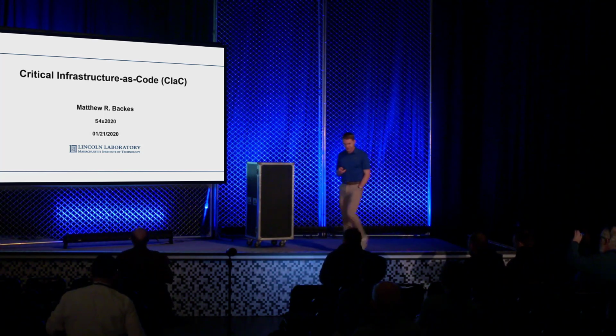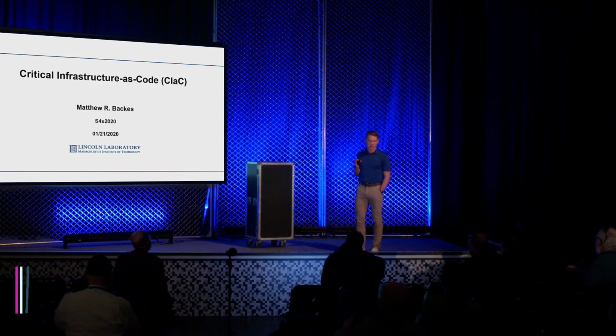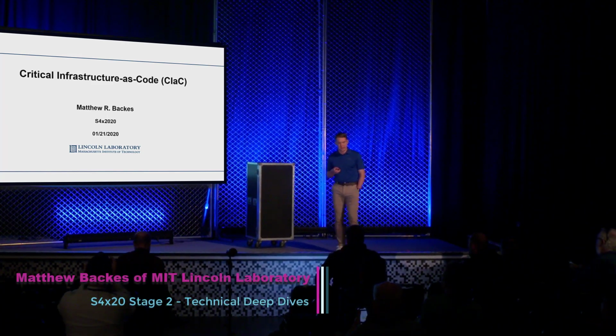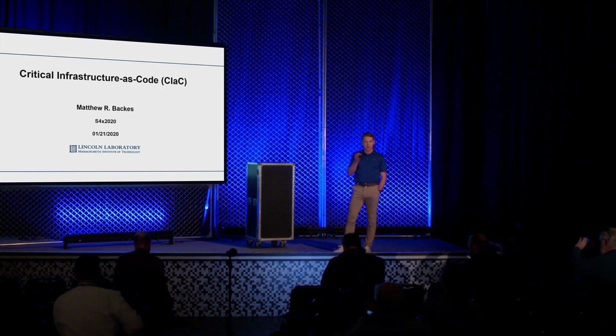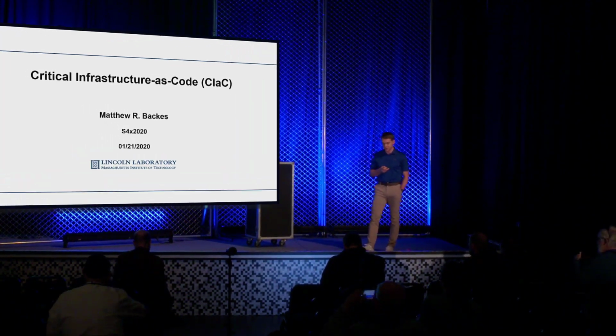All right, hello everyone. So I'm going to talk a little bit more about the blue team side of things. We're going to talk a little bit about this concept we've been working out called critical infrastructure as code. What we're trying to achieve with this is putting some sort of structure and method to the madness that is configuration management for these control systems.